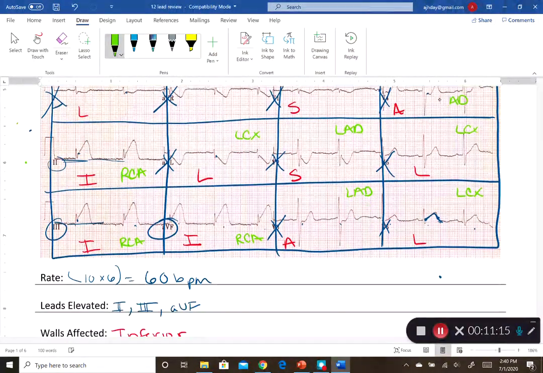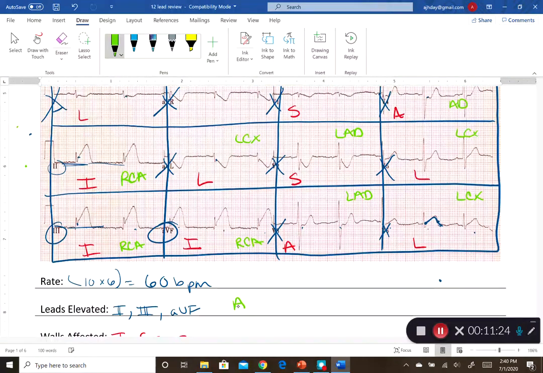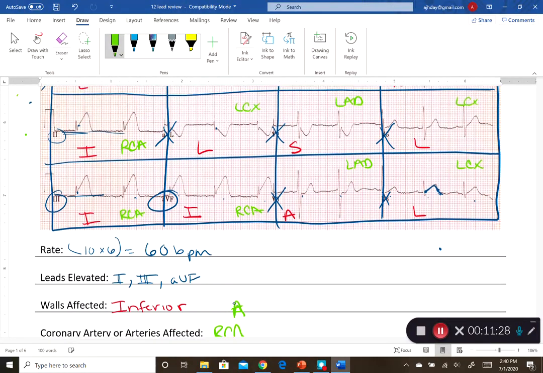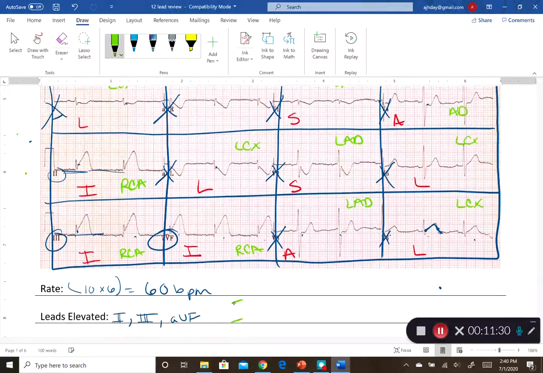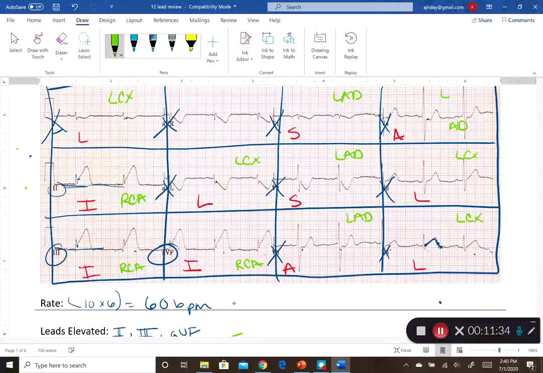So for this one, since it's the inferior walls, my coronary artery affected is going to be the right coronary artery. Now, if I want to then label this rhythm, we need to figure out what our underlying rhythm is.